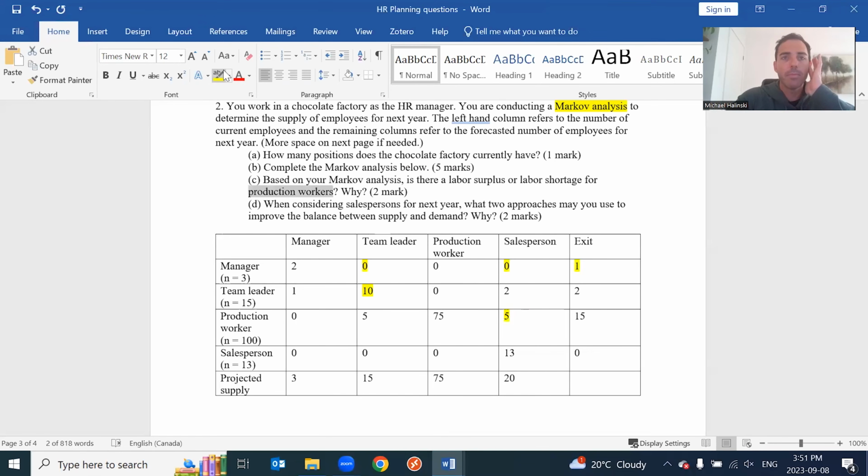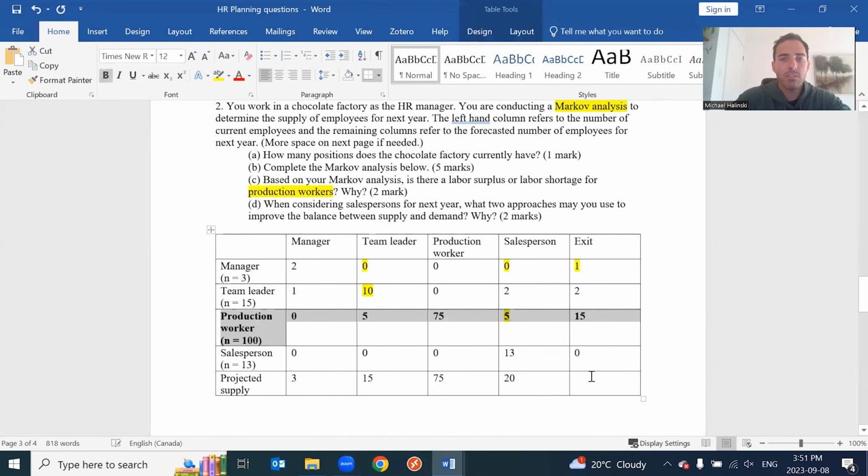Let me just highlight that. So here we're looking at the production workers. I'm just going to bold it so we focus more specifically, or actually it should be this one is the one we're actually concerned about. Is there a labor shortage or surplus? So this is the projected. Here is how many production workers we're going to have next year. So the 100 is the number that you have this year. 75 is the amount you're supposed to have next year.